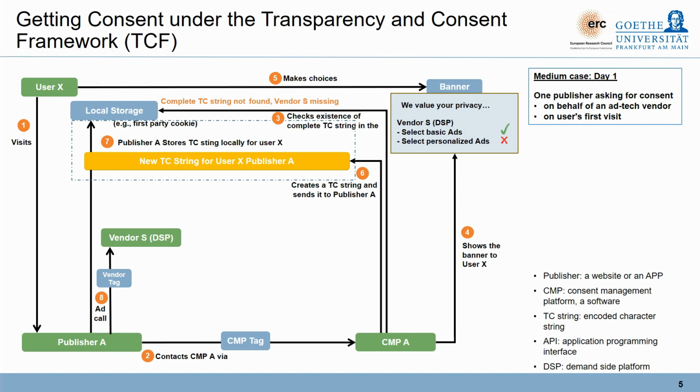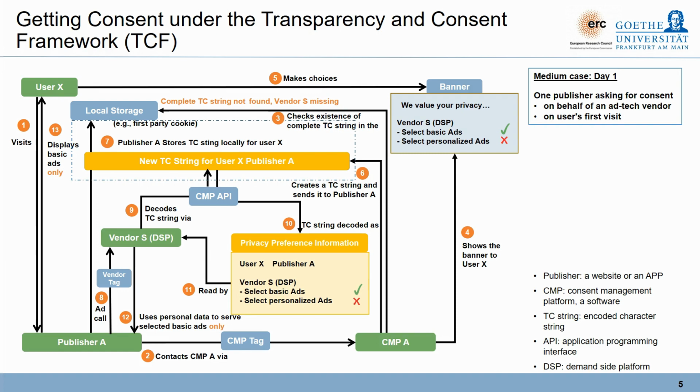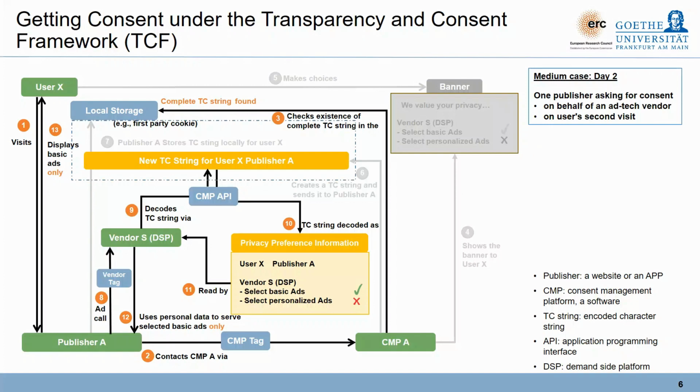In step 8, Publisher A signals Vendor S an ad call via a vendor tag. Before processing user X's data, Vendor S reads the TC string via the CMP API and recognizes it can only use user X's data to select basic ads. Then, Vendor S serves basic ads to Publisher A for user X in step 13. On the next day, user X visits Publisher A once more. In this scenario, if user X has not deleted the TC string in the local storage, Publisher A and Vendor S can rely on the previously saved permissions as given. In other words, no cookie banner pops up, saving steps 4 to 7.